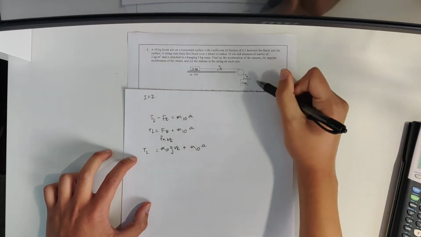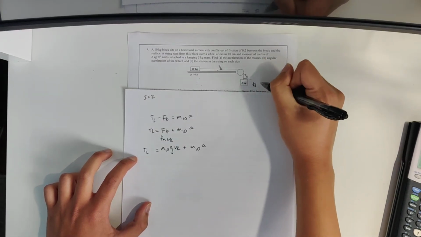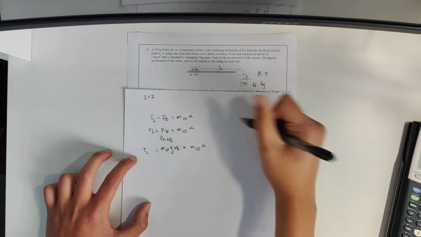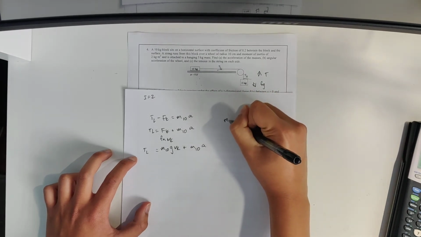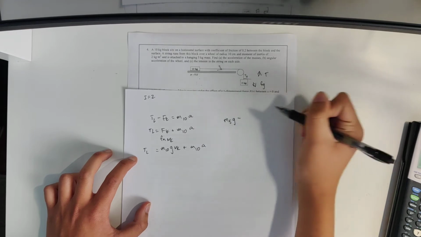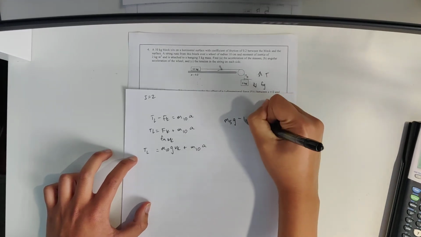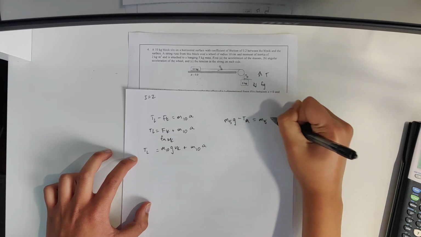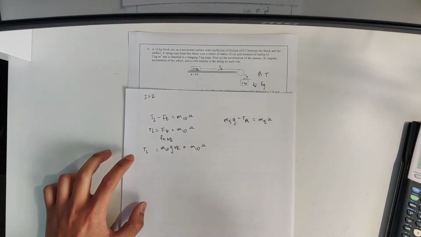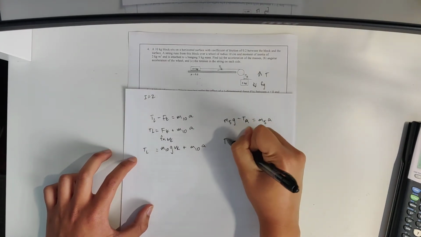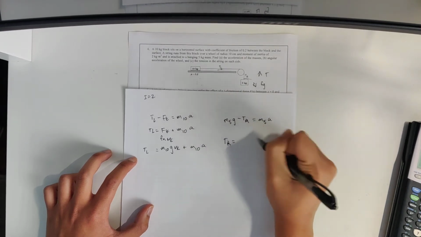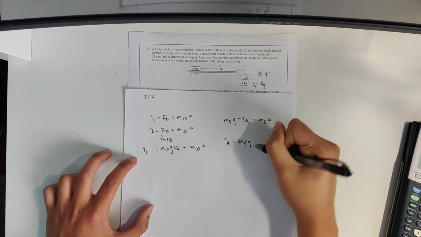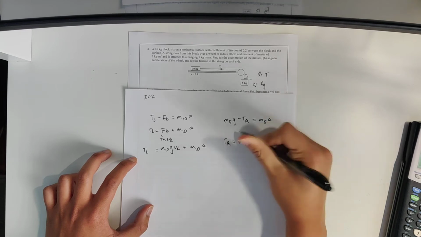If you look at TR right here, what's pulling it down is your F of G, and what's keeping it going against that is your T. So let's do M5 G minus your TR, let me do capital R, equals your M5 A. And then we're just going to isolate for your TR. So TR is going to equal M5 G minus your M5 A, because you end up subtracting that over.